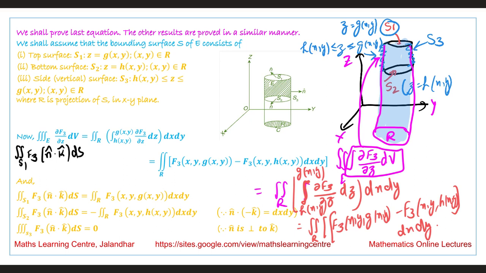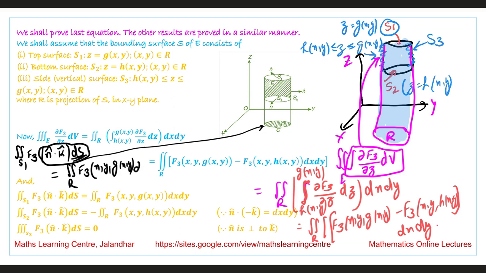Now when we are talking about this n cap dot k cap, we are saying this is equal to the double integration over R, the projection we are talking about, of f3(x,y) g(x,y). Then in place of dS, this is n cap dot k cap into dS, it is dx dy.